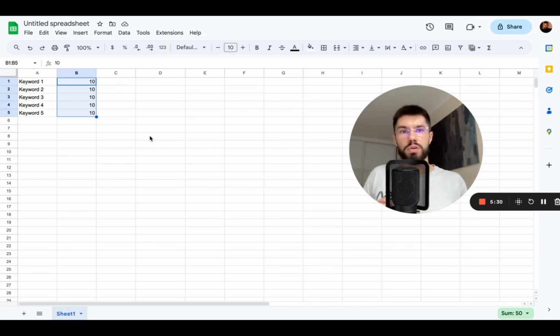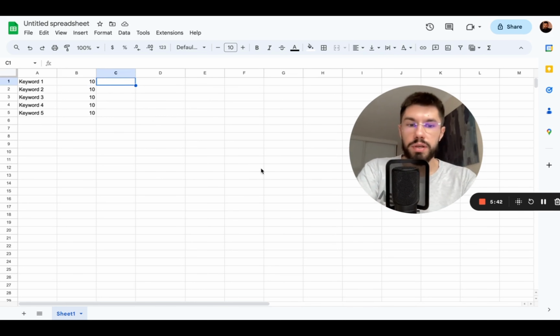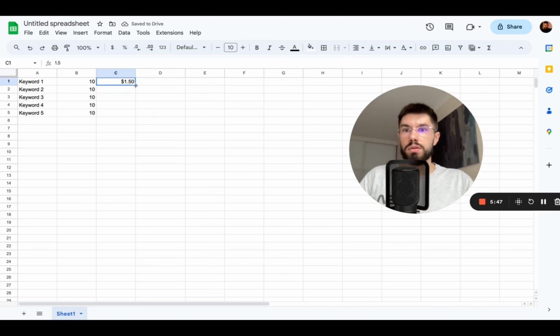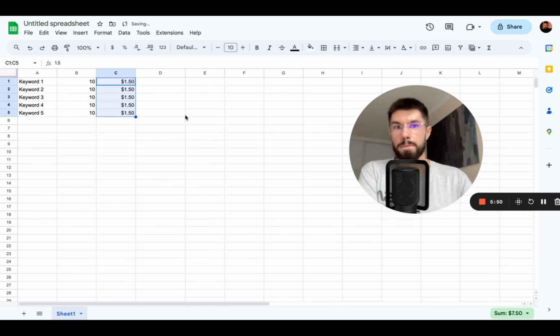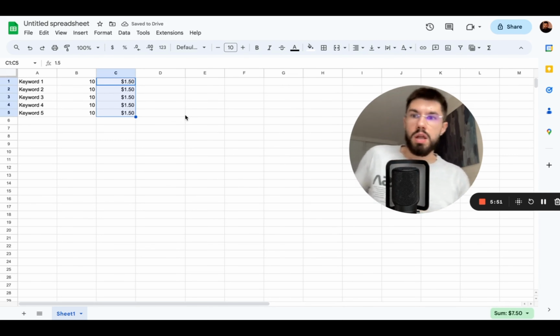So each keyword generates 10 clicks a day on average, and let's say each click costs $1.50. Again, you won't really see this in real life, because one keyword will have a CPC of $1, another $1.50, another $2, another 50 cents. But again, for clarity of explanation, we'll go with this. So now, every day we get 50 clicks in this campaign from these 5 keywords.